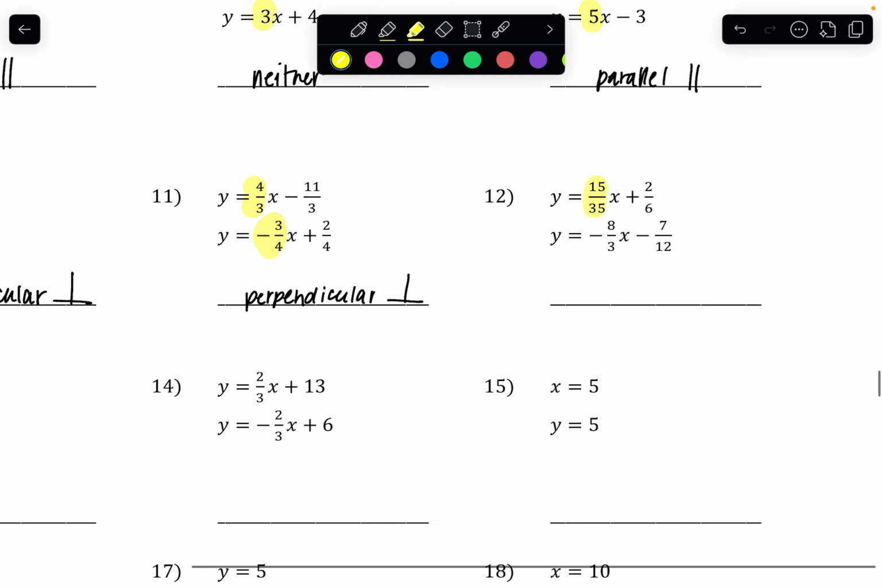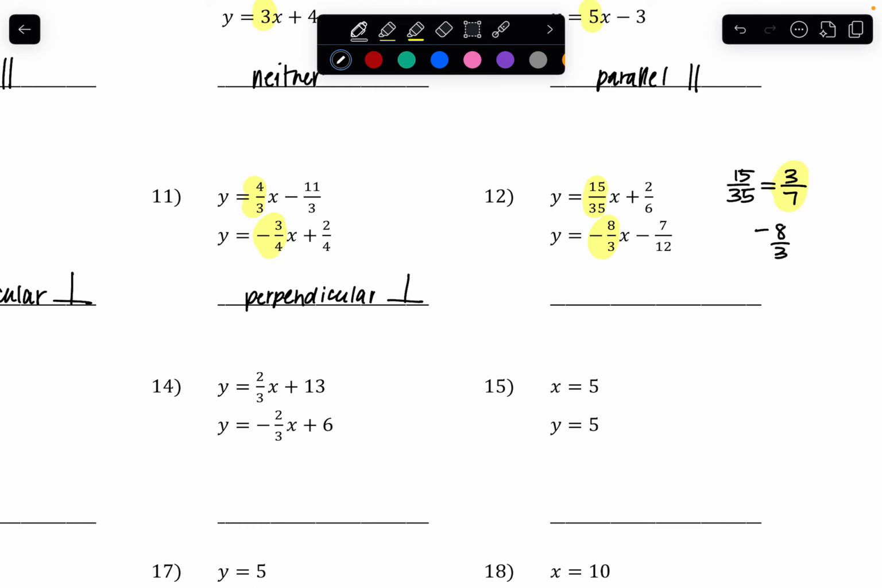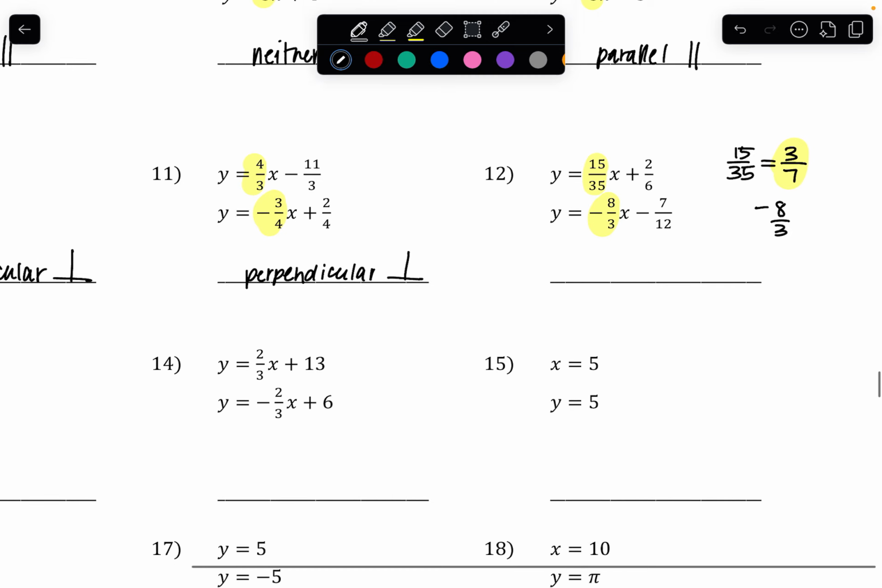Here we have 15/35 and then a -8/3. We need to simplify that 15/35. Those are both divisible by 5. 15 divided by 5 is 3. 35 divided by 5 is 7. So we have 3/7, and then we have -8/3, which can't be simplified. So these are close to being negative reciprocals, but not quite.